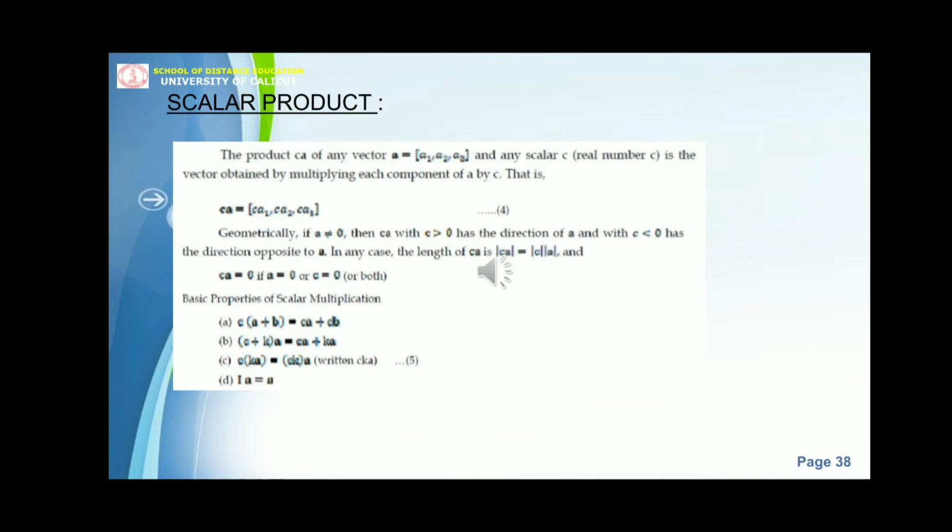Now we'll see some basic properties of scalar multiplication. First is c into a plus b is equal to ca plus cb. Second condition, c plus k into a is equal to ca plus ka, where c and k are scalars. Third condition, c into ka is equal to ck into a, where c and k are scalars. And fourth condition, 1 into a will give you a itself.